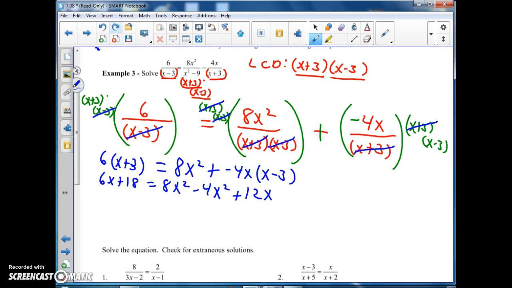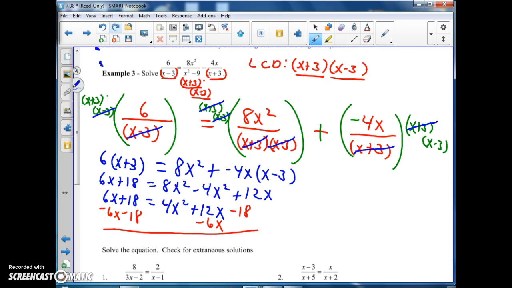Okay, and then what's the next thing you're going to do? Combine like terms. Here we go, we're going to combine like terms. And then what is it you're going to do? Set it equal to 0. It's quadratic, so set it equal to 0. So we're going to subtract 6x from both sides, and we're going to subtract 18 from both sides. There we go. So we end up getting this.